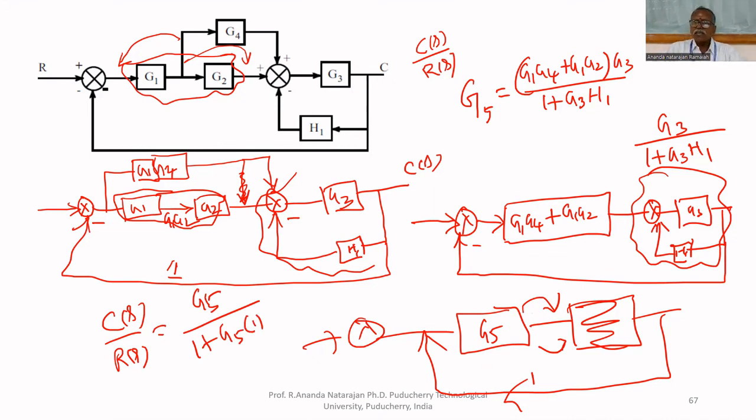So now you know what is G5. Substitute G5 and 1 here and take LCM. You will get a single transfer function. So this is called the block diagram reduction technique.